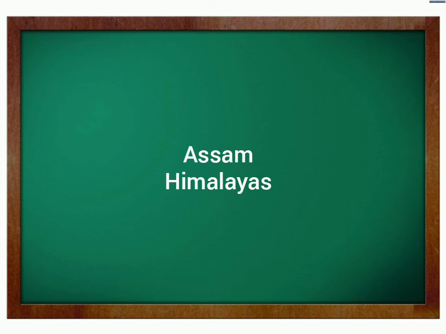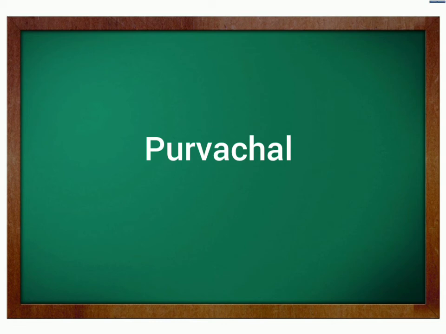Brahmaputra lies in the easternmost part of Himalayas. Beyond Dihang Gorge, the mountains bend sharply to the south and spread along the eastern boundary of India. They are known as Purvanchal or Eastern Hills. It consists of Naga Hills, Manipur Hills, Mizo Hills, Patkai Hills, etc.